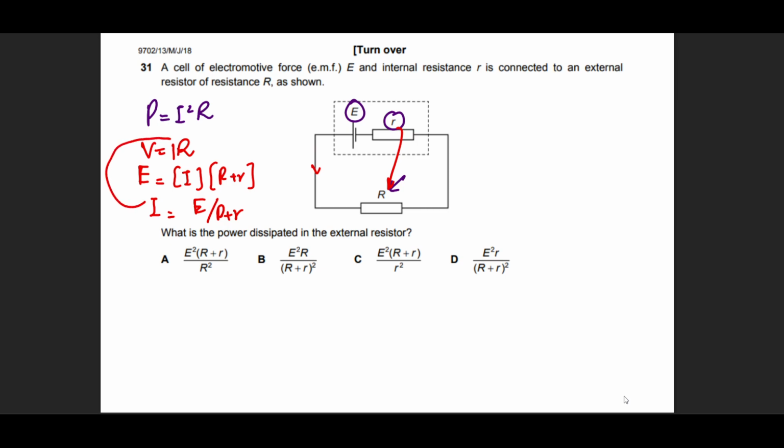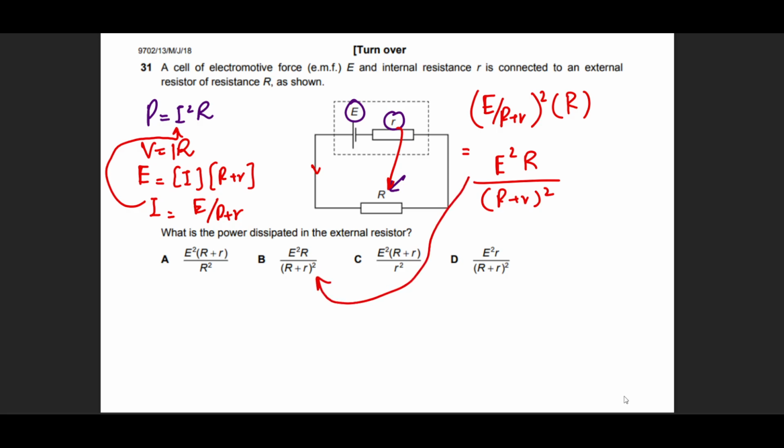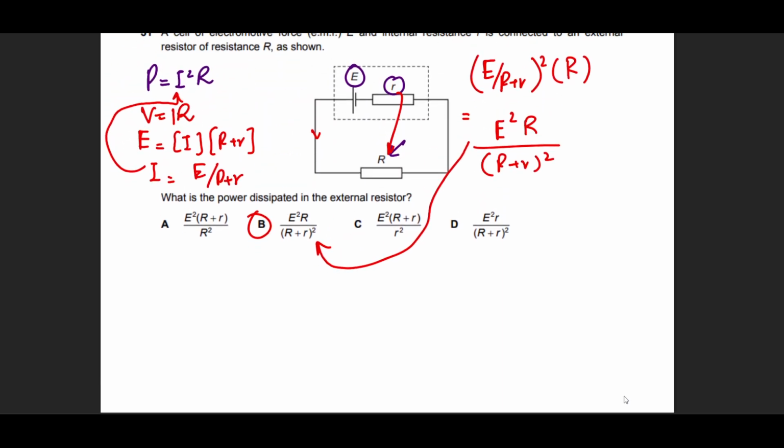Let's replace this current into this equation. So what are we left with? We are left with E divided by R plus small r, whole squared, into capital R, which is this. So when you open this up, you realize that E is going to get squared, R is being multiplied, divided by R plus r whole squared. This very much looks familiar to option B, which is the answer. Okay. All right, you can try this with the voltage method as well, the voltage divider rule. Find the voltage of this one, then subtract it from this one, and then use P is equal to V squared over R. You can try that as well.